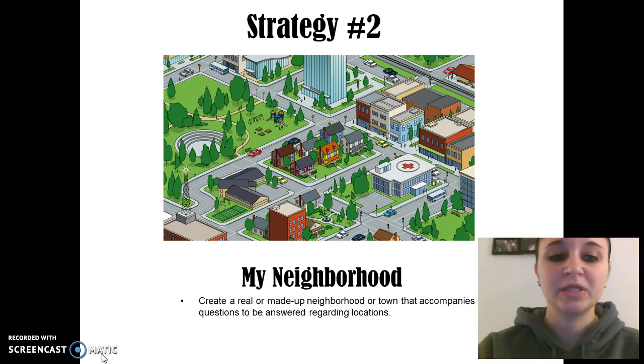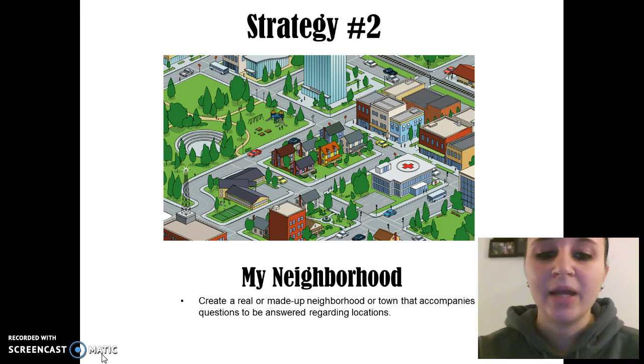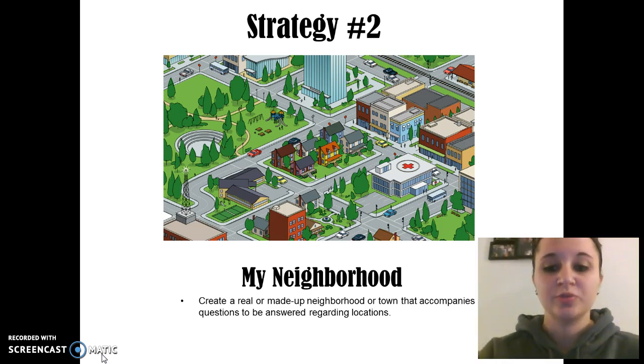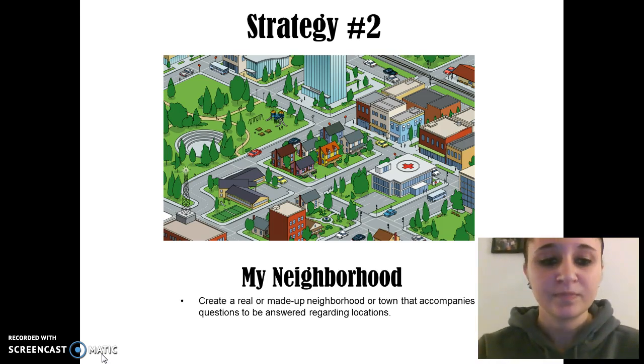The students would be responsible for creating a neighborhood, either real or made up, and then creating questions relating to the locations of their buildings. And the questions would accompany the map, and the other student groups would then answer the questions. The map would include directions and could also be integrated through social studies depending on the state standards for the grade level.